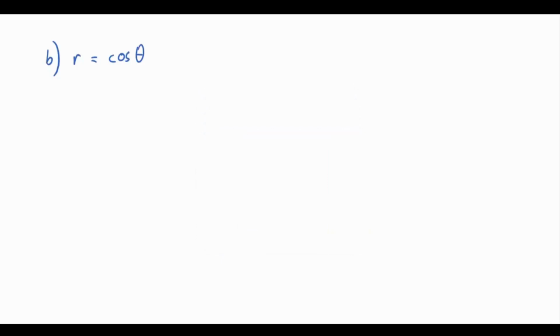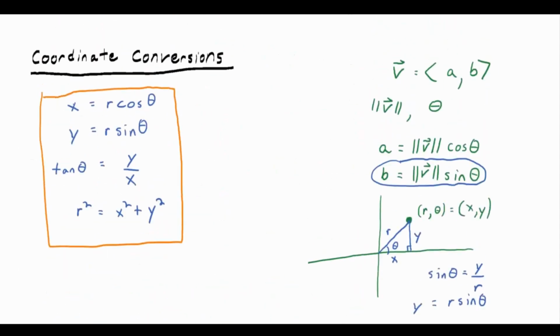But in this case, there is a neat trick that you might have learned. So look at the conversion equations. Again, we've got x equals r cosine theta. I don't think that's going to help too much. Tangent theta is equal to y over x. And we have r squared equals x squared plus y squared. Oh, maybe one of those will help. x equals r cosine theta, y equals r sine theta.